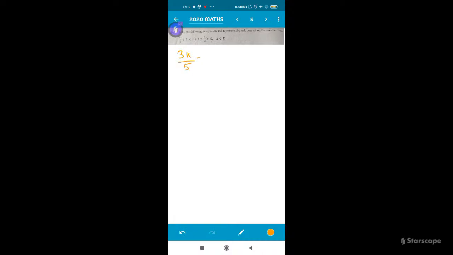3x by 5 plus 2 less than x plus 4. So we are going to solve it out. So we have 3x by 5 minus x less than 4 minus 2. So 5 is the LCM. Please put the implies sign on this side. It's difficult to write, that's why I'm not putting it, but please don't forget to put it because it can make you lose marks. So 3x minus 5x less than 2.